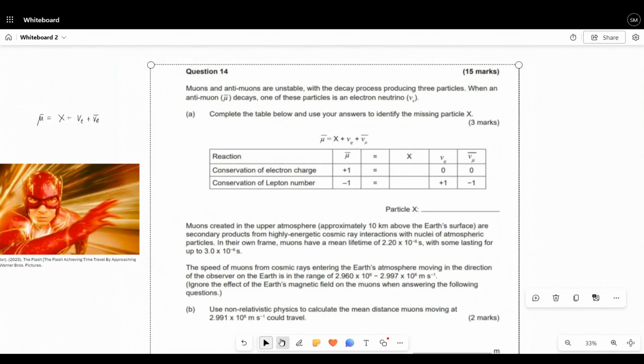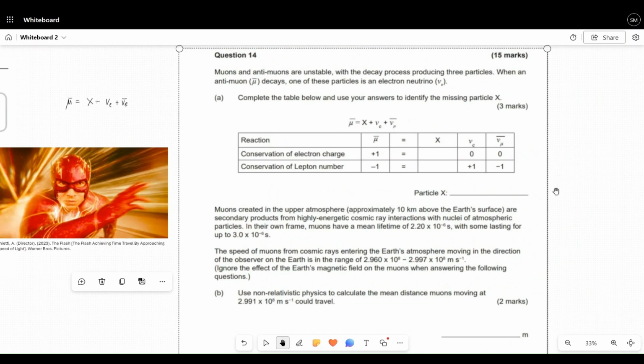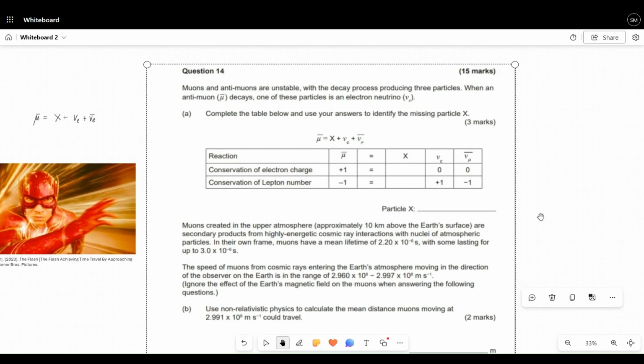Okay, so let's do a common particle equation style question. So let's read the question. Muons and antimuons are unstable, with the decay process producing three particles. When an antimuon, denoted by that symbol, decays, one of these particles is an electron neutrino, which has that symbol. Complete the table below and use your answers to identify the missing particle X.